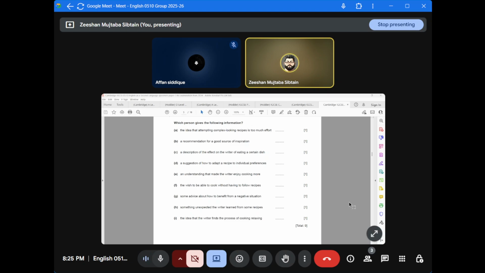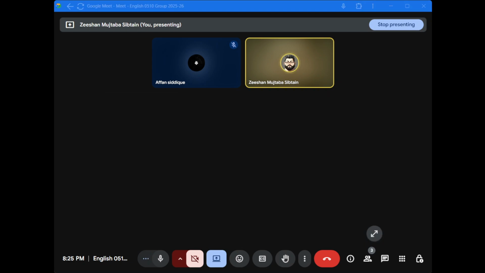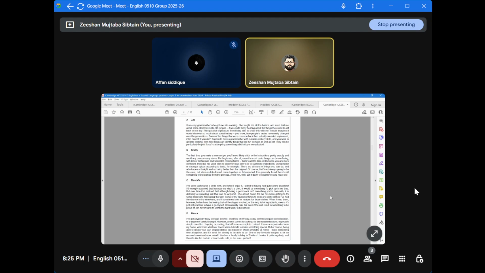Okay, and for this, I will need to zoom out a bit so all four of the texts are visible at the same time, right? And again, the question is the idea that attempting complex looking recipes is too much effort. So here are all four texts, and let me know when you found the answer.